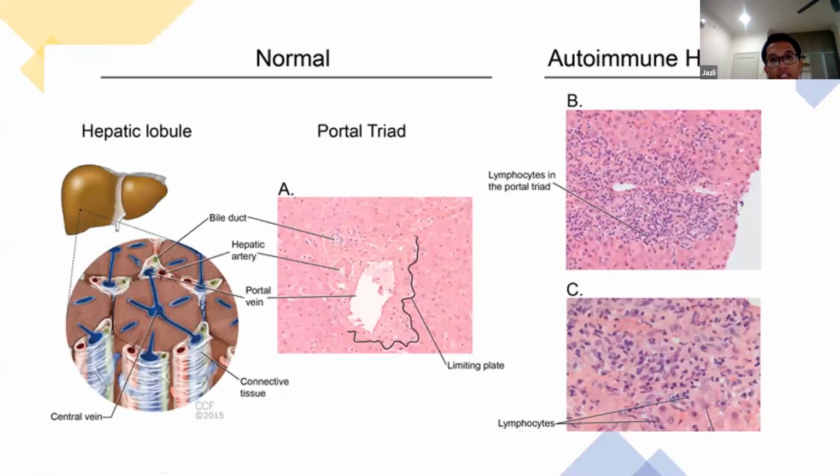Okay, so these are the findings you can see on liver biopsy. In a normal liver, you can see there is no lymphocyte infiltration. It is just a normal condition. But in autoimmune hepatitis, you can see lymphocyte infiltration.